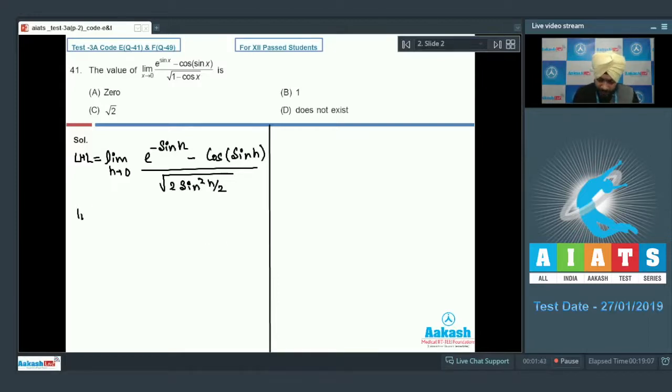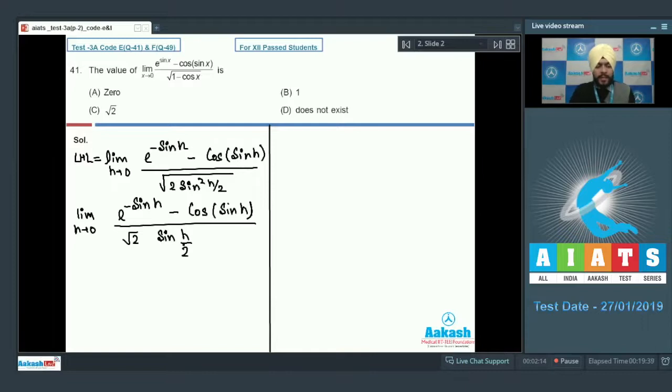So we have limit h tends to 0, e raised to the power minus sin h minus cos of sin h whole divided by root 2 mod of sin h by 2, and that will be simply sin h by 2. So sin of h by 2. So students, as we have 0 by 0 form, so let us apply L'Hospital rule.